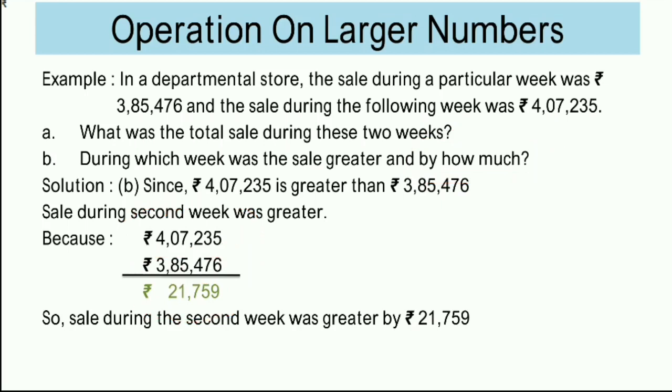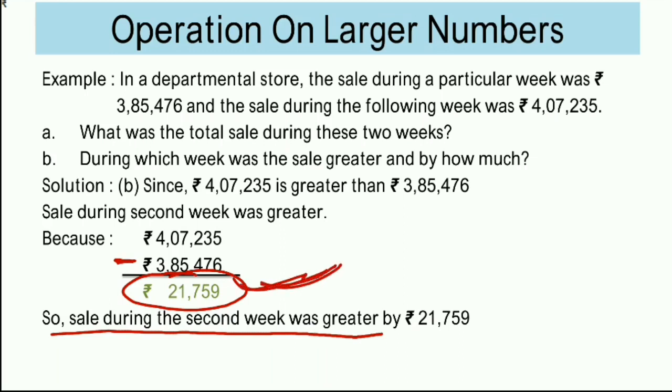Here the minus sign is missing. The minus sign should be there because we are going to get the difference. So obviously the minus sign should be placed here. If you find the difference, this is the difference, 21,759. It means the sale during the second week was greater, obviously by this much. This much sale was more in the second week. I hope that you understood.